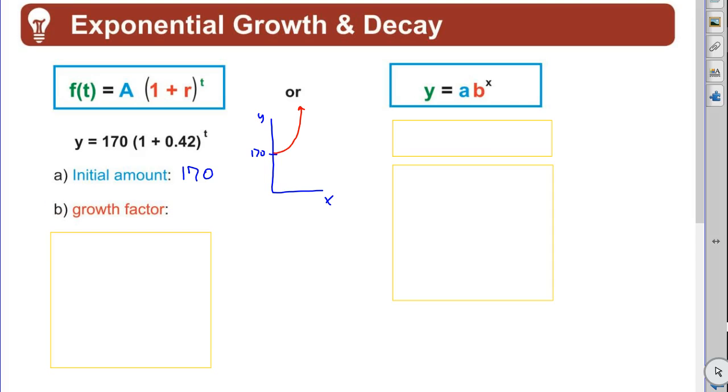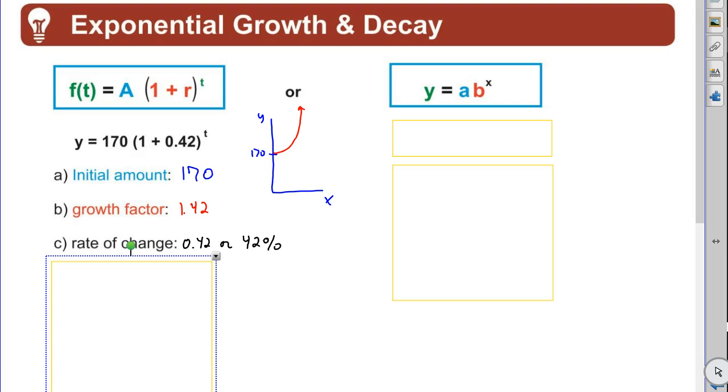The growth factor tells you the rate at which the function grows, and it's simply the full amount of the base, so the 1 plus the 0.42, so a 1.42 growth factor. We'll mention that again in a moment when we look at whether it's a growth or decay. The rate of change is how much it changes, and it's the 0.42, or in percentage form, 42%. So 42% rate of change, or 0.42 in decimal form.